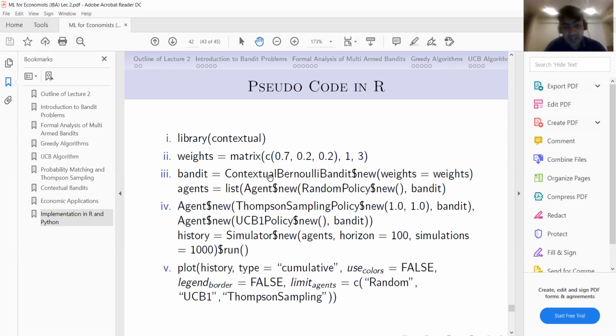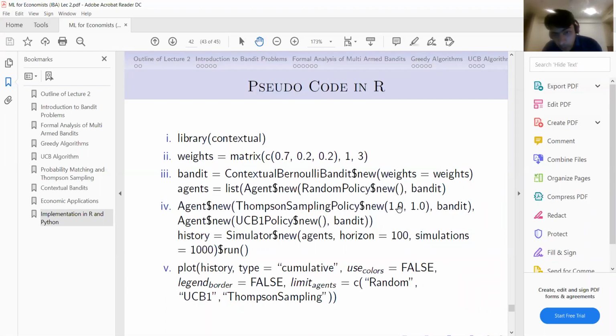And then you just have the contextual Bernoulli bandit function, which looks at Bernoulli bandits in R, and you give it the weights, the probabilities, as inputs corresponding to the column new, and then you use the agents object. So here I have 3 policies. I've implemented Thompson sampling, as well as a random policy, which simply allocates probabilities randomly across these treatments, and then a UCB algorithm, which is the upper confidence bound. So I've implemented all 3 in one graph, and you just define these 3.